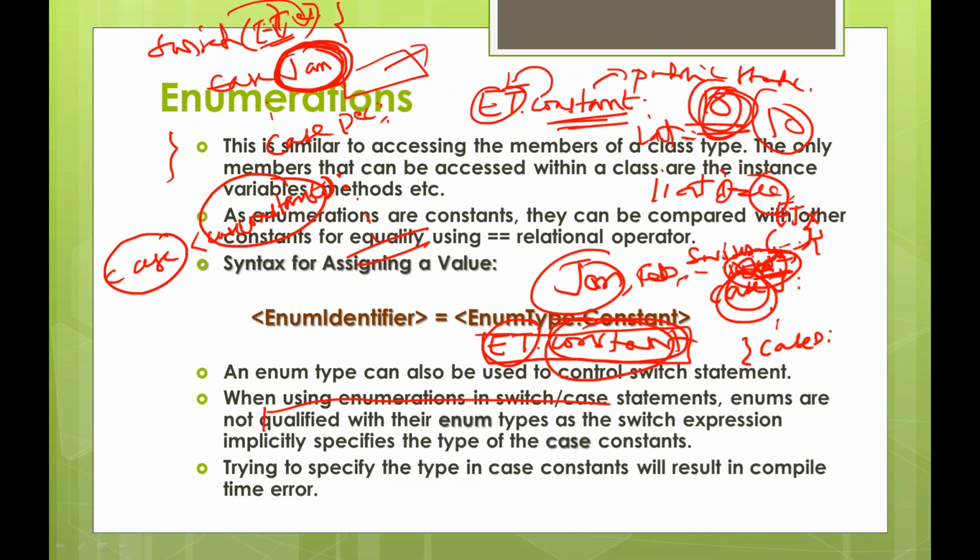Similarly here, who defines the type of this constant? The expression that we have specified in our switch statement. That itself defines the type of the constants that you define within the case statements. That is why we will not specify the enumeration type within the case constants.